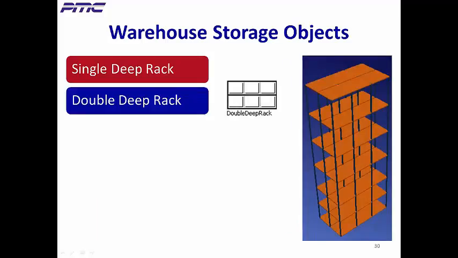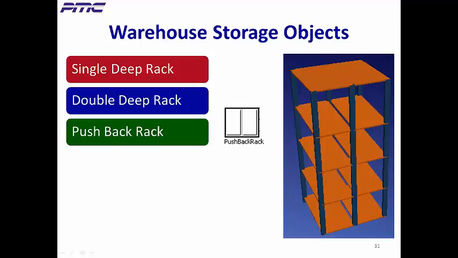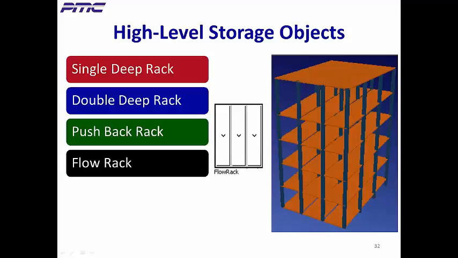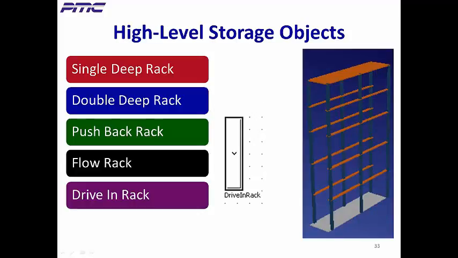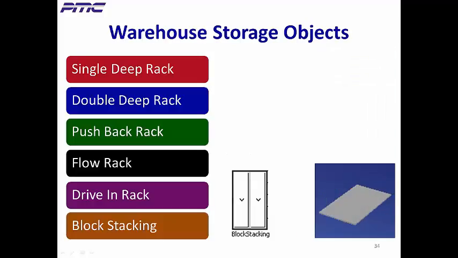The double deep rack is similar to the single deep rack, but is also 2 shelves deep. The pushback rack is designed for use with a deep reach fork truck. The flow rack is loaded at the back. Parts roll or flow to the front for picking. The drive-in rack allows forklifts to drive directly into the lane of stacked rows. And block stacking models inexpensive floor storage.